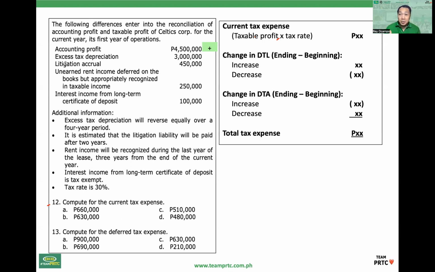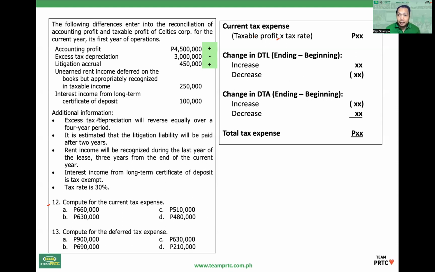Now, excess tax depreciation. So what does it mean? Additional expense yan for tax purposes. Normally nangyayari yan kapag ang tax accelerated tapos ang accounting straight line. So additional expense for tax purposes, so minus. Okay, litigation accrual. Generally, accounting is accrual basis, ang tax normally cash basis. So kaya yung litigation accrual, expense pa yan sa tax later pa when paid. Sa accounting, expense when incurred. So hindi pa yan expense for tax purposes, so add it back.